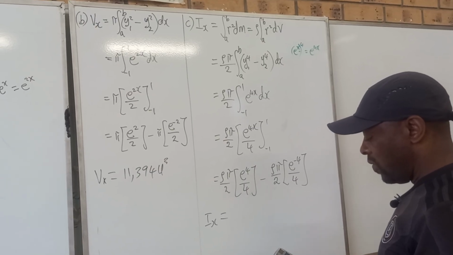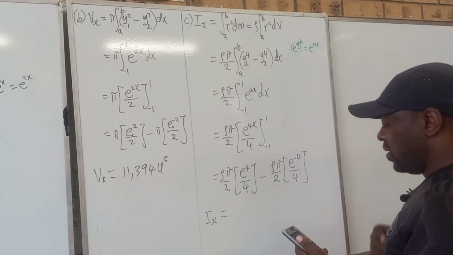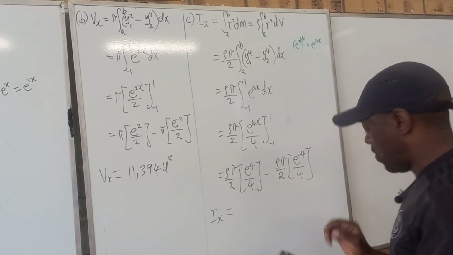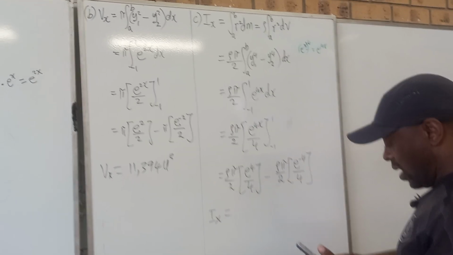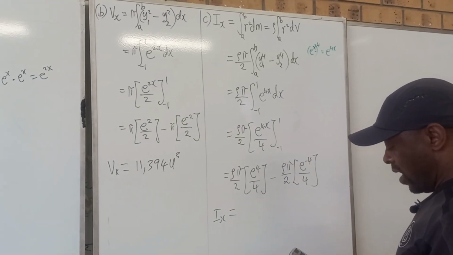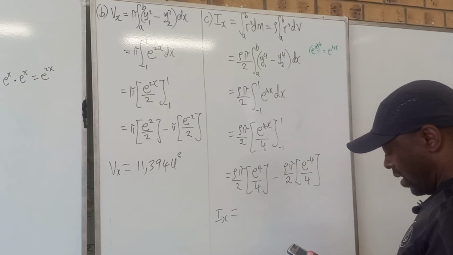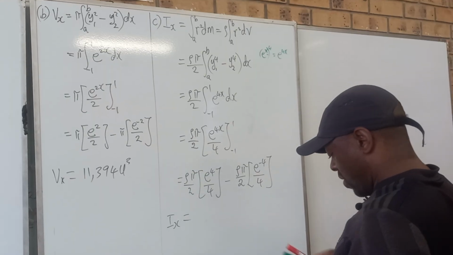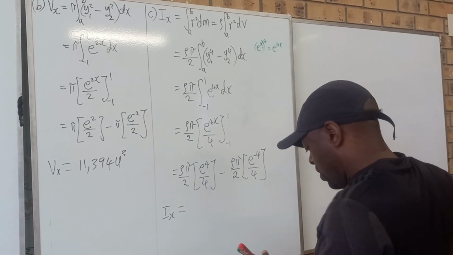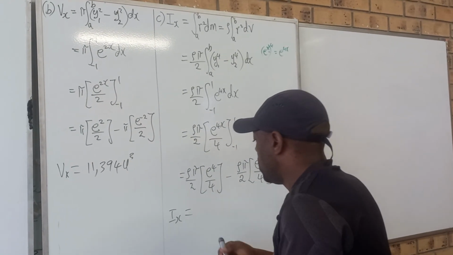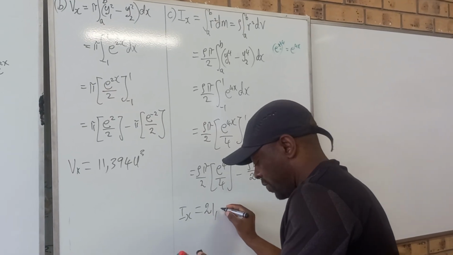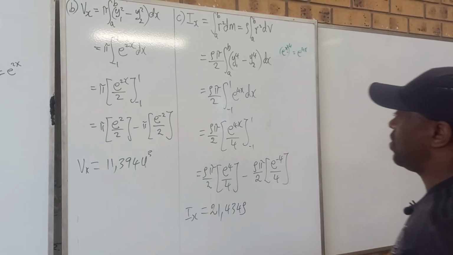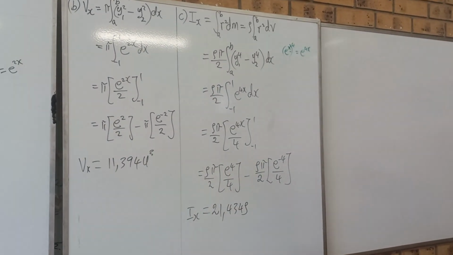So that gives me 54,579. Then I divide by 8. You see that is 2 times 4. I will divide by 8. Then I multiply by pi. You see there is pi there. So I get 21,434 times density. So that's my moment of inertia.